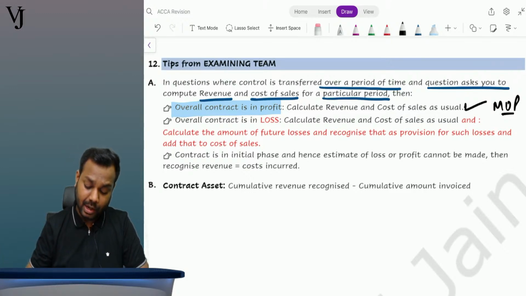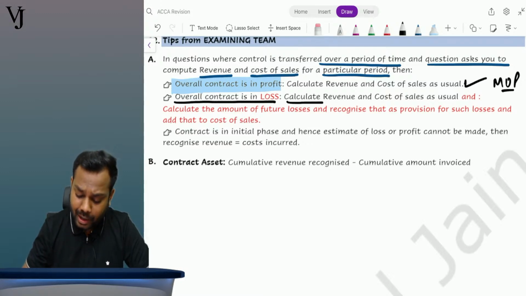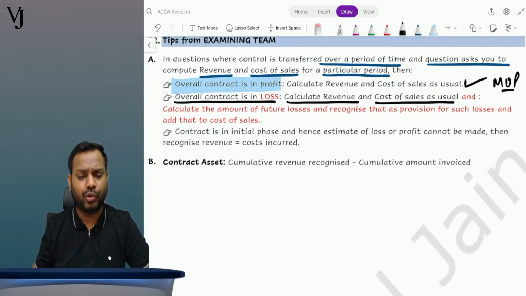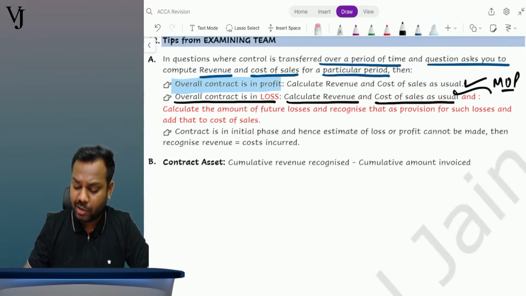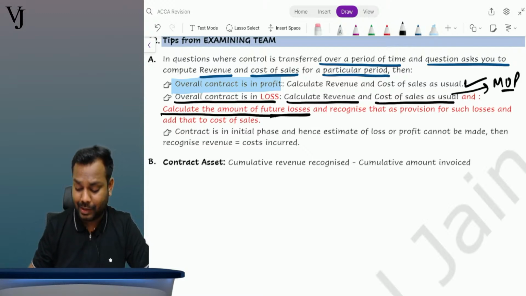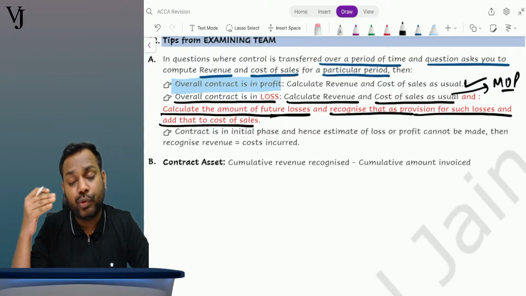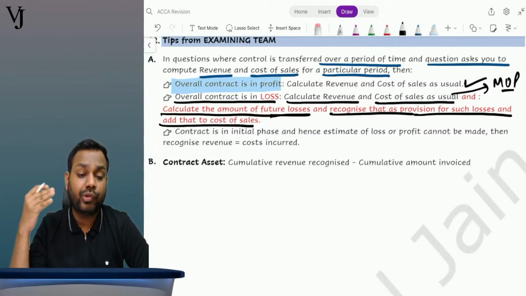No challenge in that. If the overall contract is in loss, then first of all recognize revenue and cost of sales as usual, as per the measure of progress. Then additionally, calculate the amount of future losses and recognize it as a provision for such losses, and add that to the cost of sales. What is the amount of future losses?